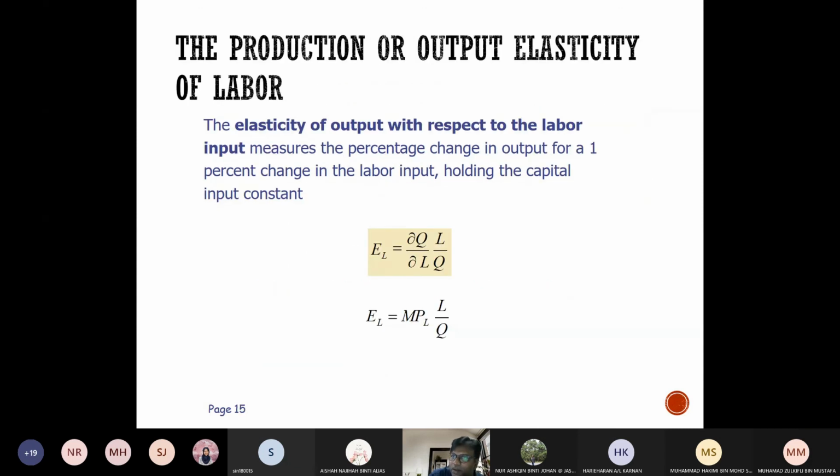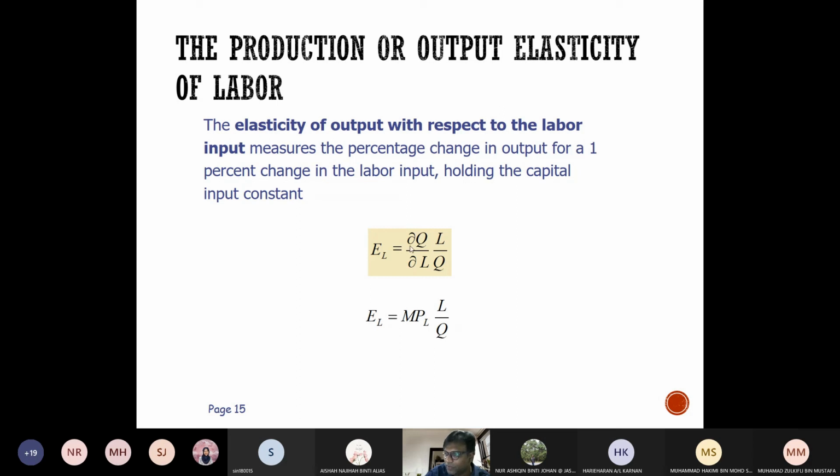Clear? All right. Now, take a look at the output elasticity of labor. This is very interesting. The elasticity of output with respect to labor measures the percentage change in output for a 1% change in the labor input, holding the capital input constant. The elasticity formula is this: elasticity E for labor equals partial derivative Q over partial derivative L times L over Q.